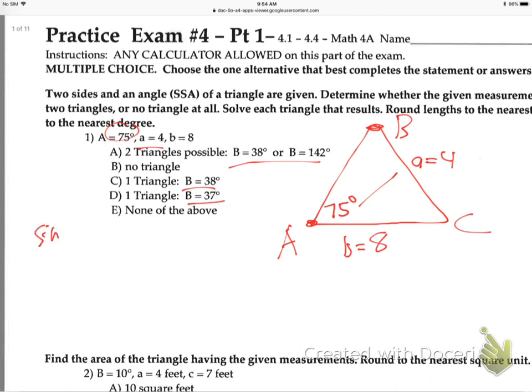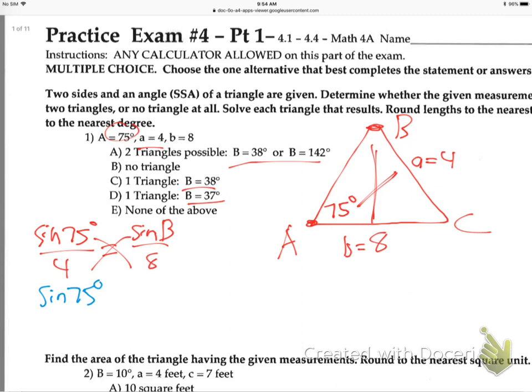So I'll go sine 75 degrees over 4 is sine of B over 8, right? So that's sine A over a is sine B over b, basically. It's this pair over that pair. Good? And now how do we solve for B? First thing is, you can cross multiply or just multiply by the 8, same thing. I'll just cross multiply. Then I get 8 sine 75 is 4 sine B, divided by the 4. Boom, like that. So I got sine B alone.